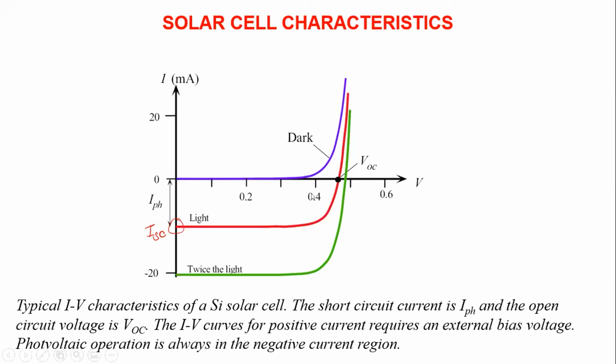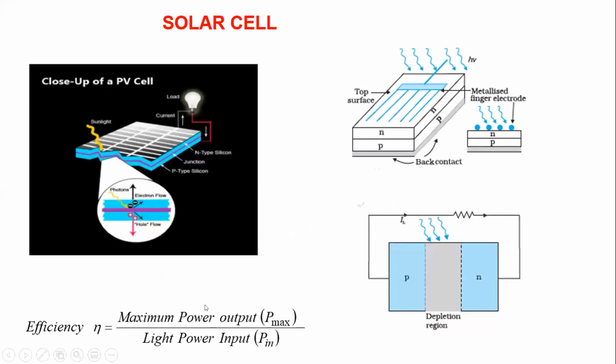Then we have to apply some voltage to cancel this current. When we increase the forward bias in the solar cell or photodiode, at a particular voltage the current will become 0. This voltage is called the open circuit voltage. The area this graph occupies in the IV characteristics will dictate the efficiency of a solar cell. Efficiency is the maximum power output divided by the light power input that we shine on the solar cell.